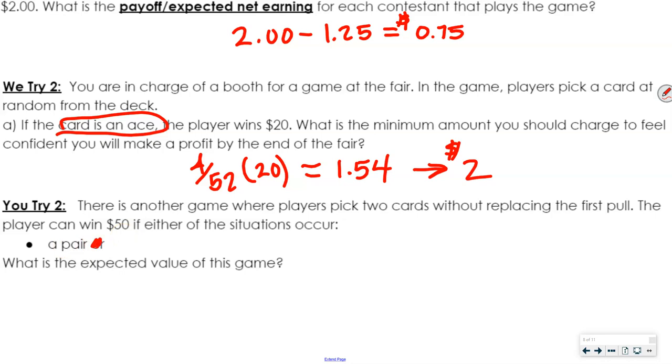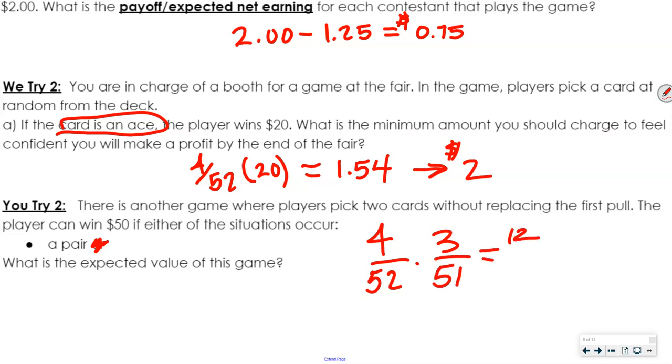A pair. What's the probability that they pull a pair? Okay, so how many cards are in a pair? If I pull the first card, it's going to be in a suit, right? So that's 4 over 52, and then we're going to multiply that by the other card. If I get the second card in a suit, that's going to be 3 out of 51, right?